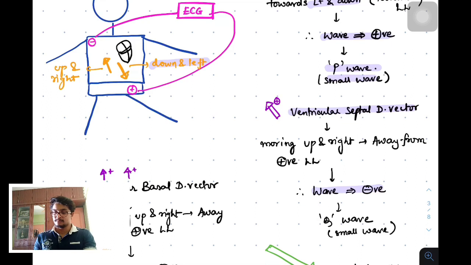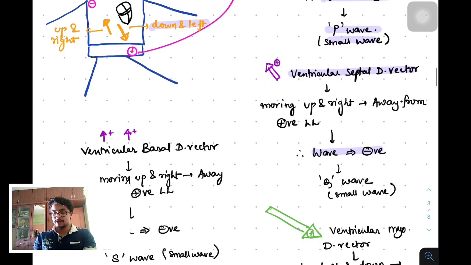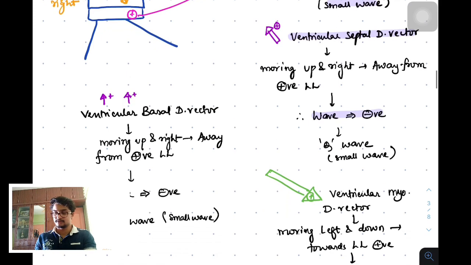Because this ventricular septal depolarization vector is moving up and right, away from the positive left leg, it produces a negative wave which is called a Q wave. But this ventricular septal myocardium is a very small tissue in comparison to the ventricular myocardium as such. So the wave produced will be small.